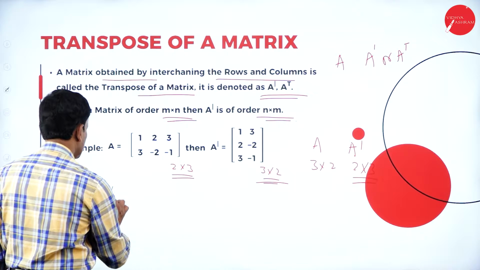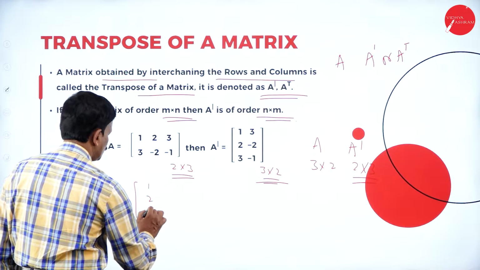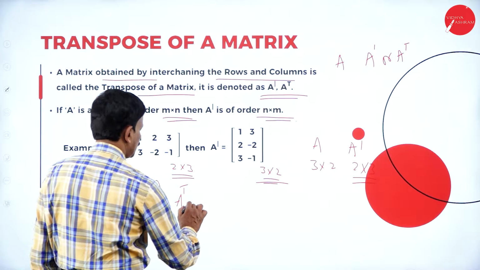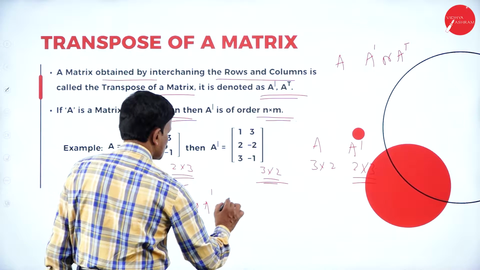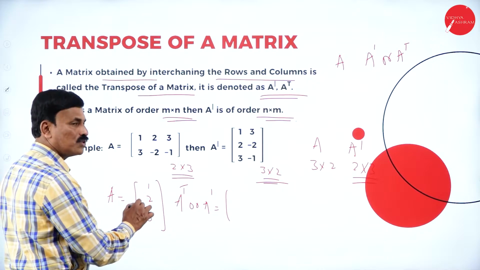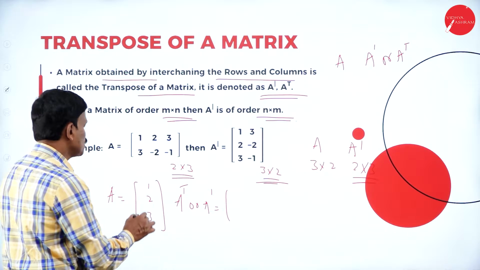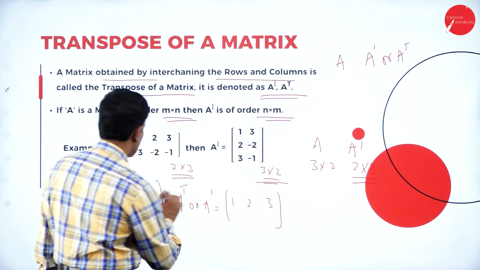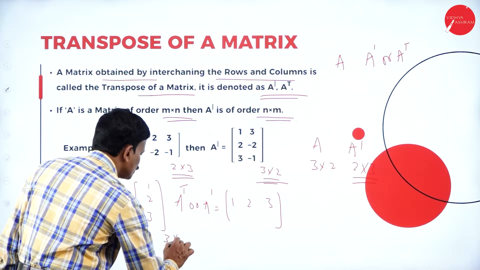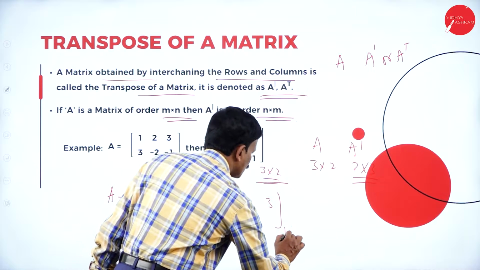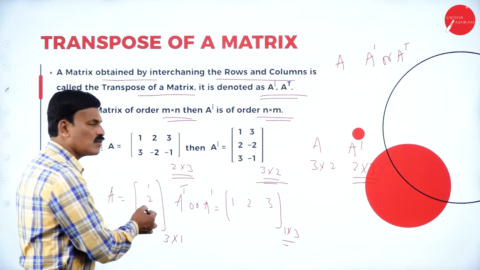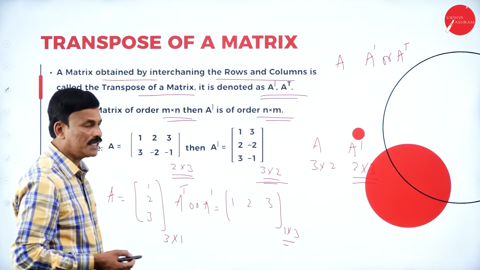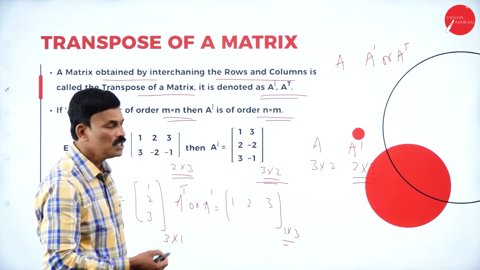Now, let me take one more example. If A is equal to the matrix 1, 2 and 3, then the transpose of this is denoted as AT or A dash. The transpose of this is A dash is equal to, what is this? This has only one column, with first row, second row, third row, and it can be written as 1, 2 and 3. So, what is the order? This is of order 3 rows, 1 column, and the transpose is of order 1 into 3. That means this is a column matrix. Whenever it is transposed, it becomes a row matrix. The column matrix will transpose to the row matrix.